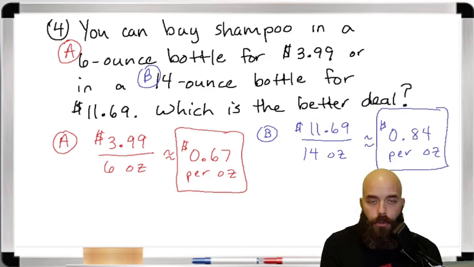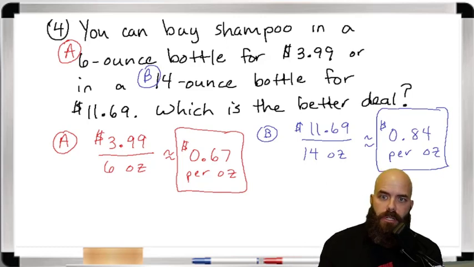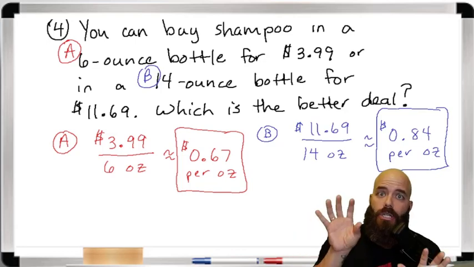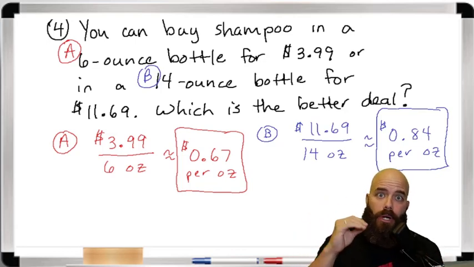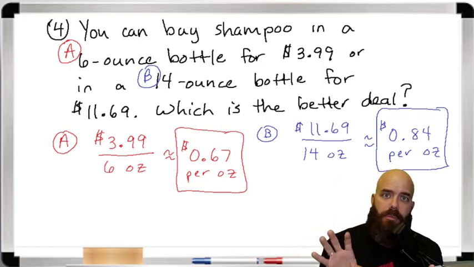Now we have a proper way to compare these instead of just looking at option A, which is $3.99 versus option B, which is $11.69. We can properly see that option A is actually the better buy because you're spending less per ounce. And that's what we want to use to compare unit price. We want to make sure everything's in the same units, money per ounce or money per liter or whatever the case may be. They have to be on level playing fields so that you can properly compare their unit price.